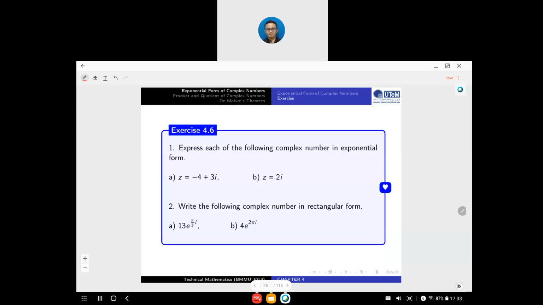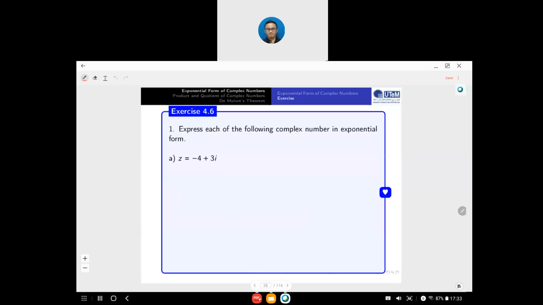Now look at exercise 4.6 question 1a. Express each of the following complex numbers in exponential form. So you need to find what is r and what is theta. First of all, you need to identify that it is placed in quadrant 2, because the x value is negative and the y value is positive. Then to find r, square root of negative 4 squared plus 3 squared. So you get 25, square root of 25, you get 5.